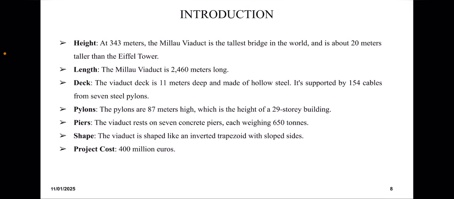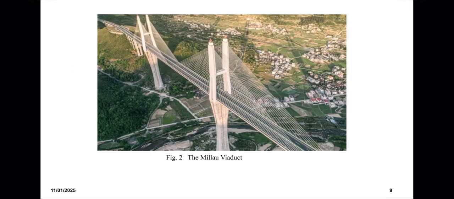Its deck is 11 meters deep and made of hollow steel and supported by 154 cables from 7 steel pylons. The pylons are 87 meters high, which is the height of a 29-story building. It rests on 7 concrete piers, each weighing 650 tons, and is shaped like an inverted trapezoid with sloped sides. And the total cost of the project was 400 million euros. This is a picture depicting the Millau Viaduct.